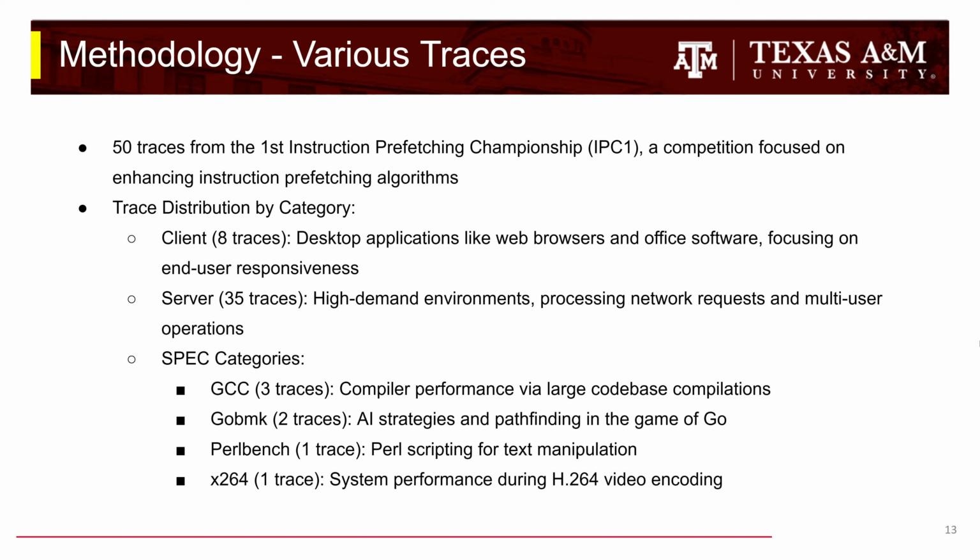And then for the SPEC category, there are 4 different categories. One is GCC, which has 3 traces. And then GOBMK has 2 traces, and then PovRay has 1 trace, and then X264 has 1 trace. And by using these 50 traces, we are able to generate the results by simulations and output the speedups and IPCs in the next slides.